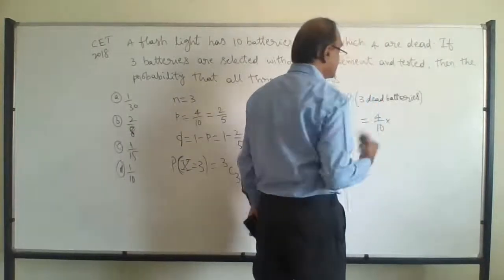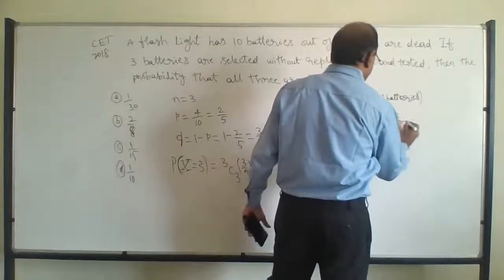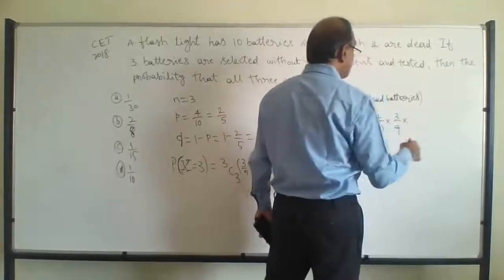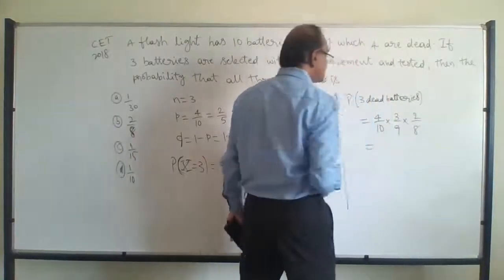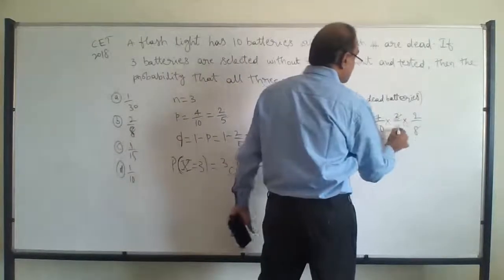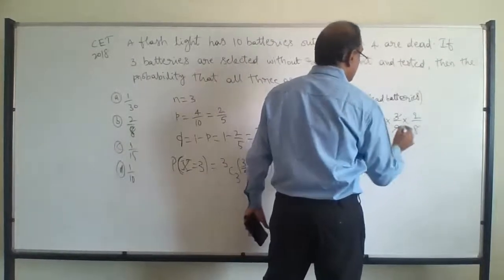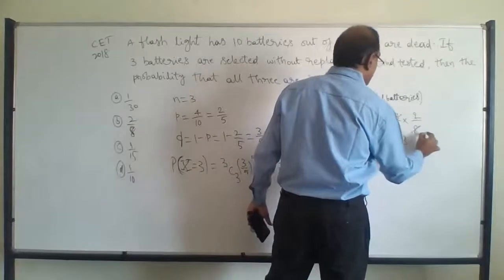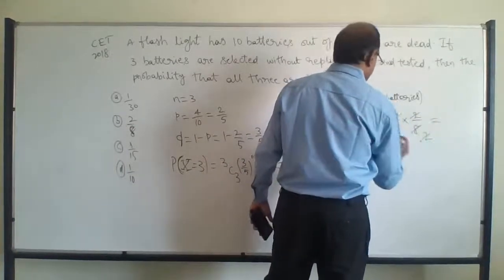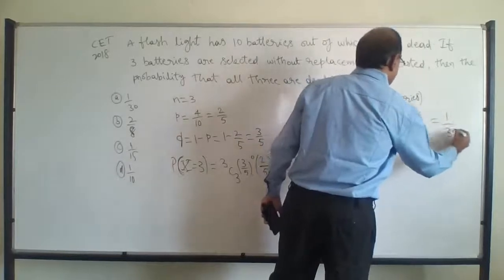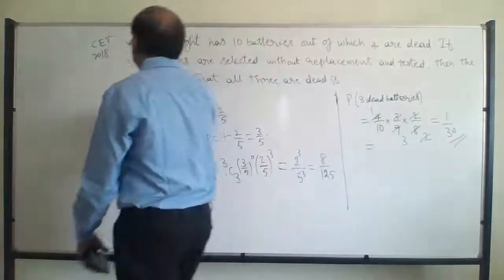That is the first time. The second time it will be 3 out of 9. The third time it will be 2 out of 8. Now we simplify this. That is 3 ones, 3 threes, 4 ones, 4 twos, 2 twos get cancelled. 1 by 30, 10 into 3. So the answer is 1 by 30.